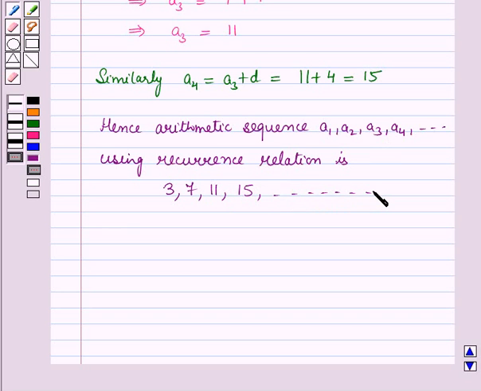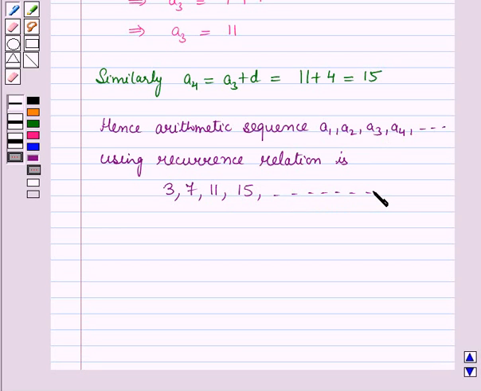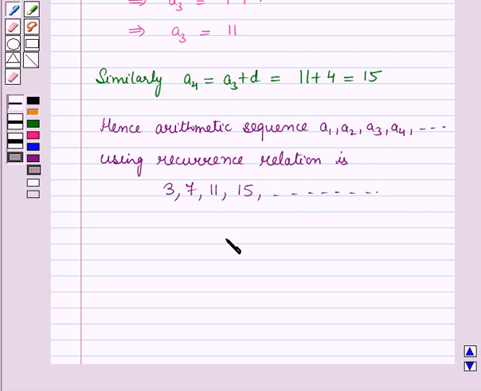So in this session, we have discussed the concept of sequences and recurrence relations. And this concludes our session. Hope you all have enjoyed the session.